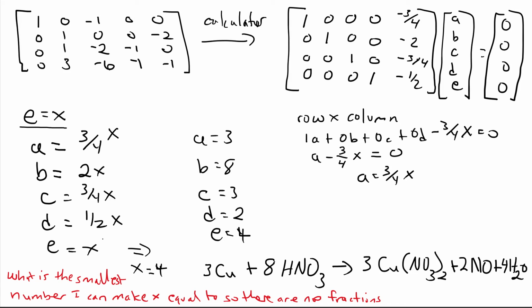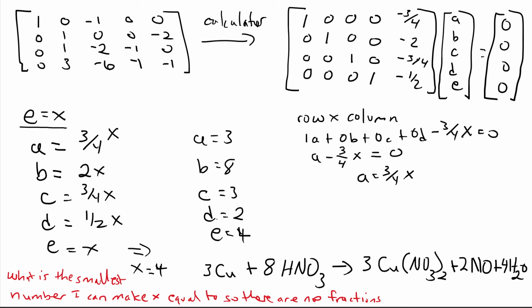What is the smallest number that I can make x be so that there's no fractions? And I say, well, I can make x equal to 2. No, there would still be a fraction in this one. So I make x equal 4. If you make x equal 4, then a becomes 3, b 8, c 3, d 2, and e is 4.